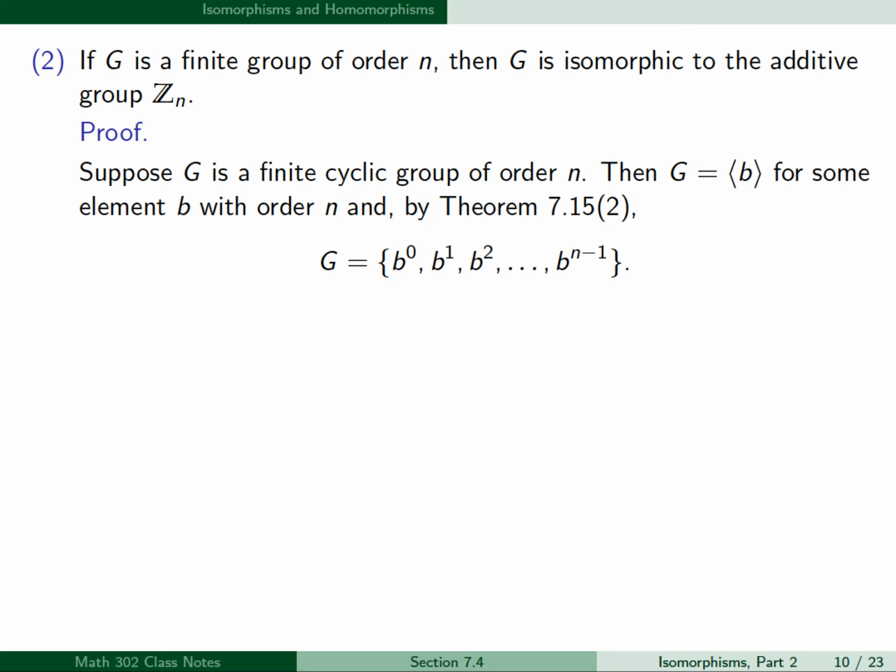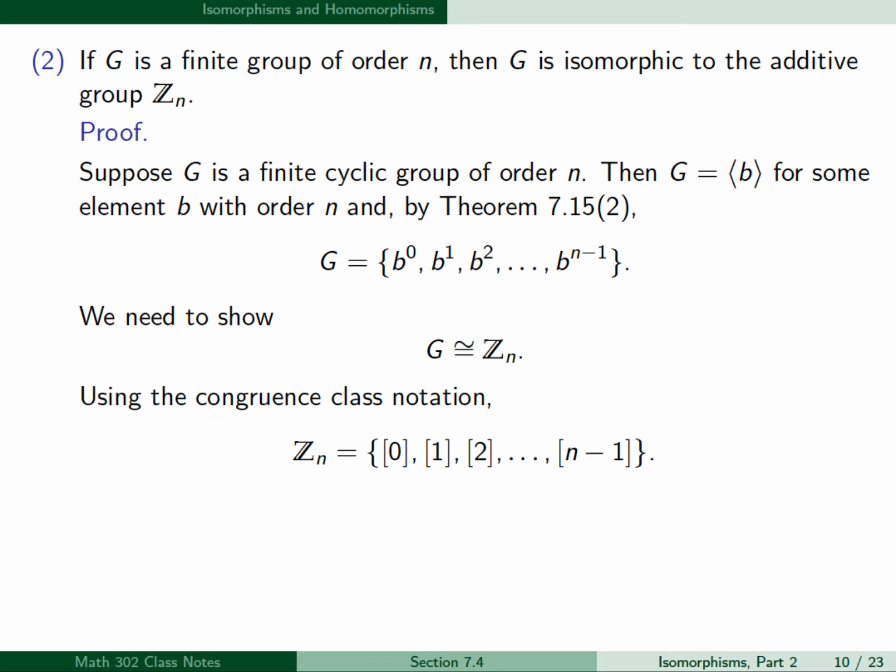And by theorem 7.15 part 2, G is going to consist of the powers of b: b to the 0, b to the 1, b to the 2, up to b to the n minus 1. And we need to show that G is isomorphic to Z sub n. So using the congruence class notation, we can write Z sub n as the congruence class of 0, the congruence class of 1, congruence class of 2, all the way up to the congruence class of n minus 1.